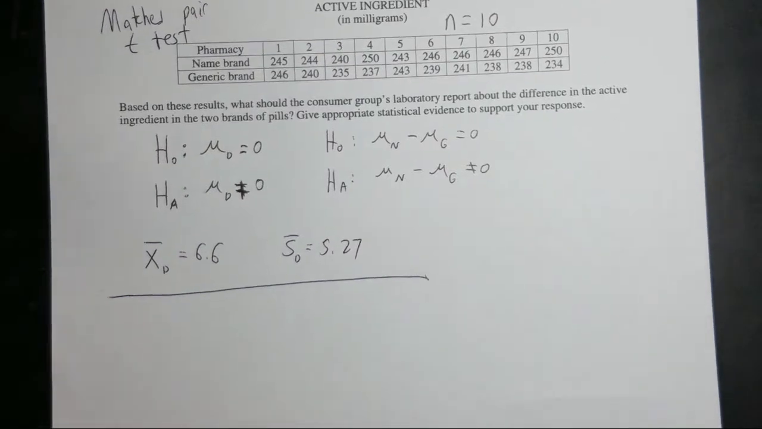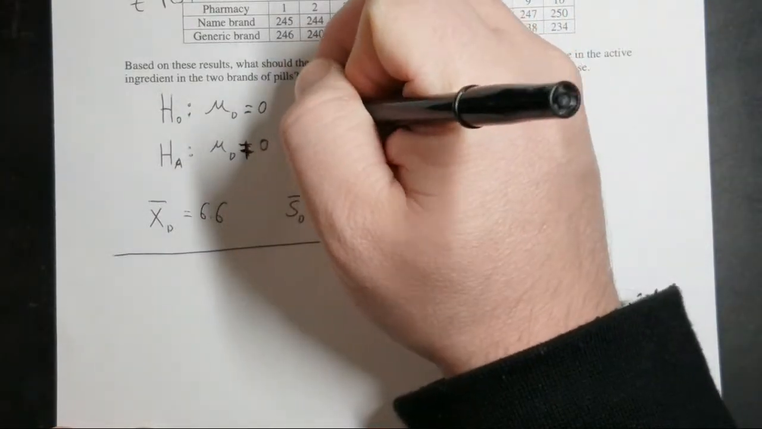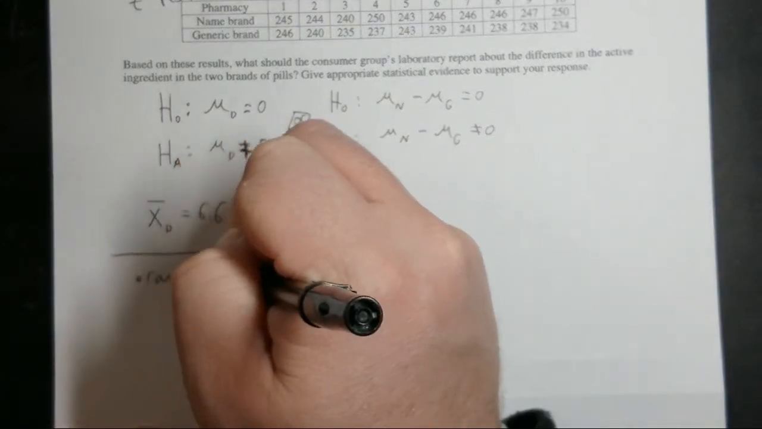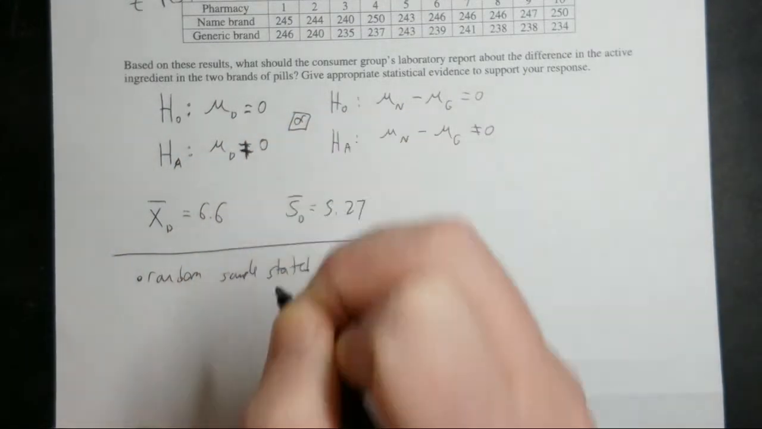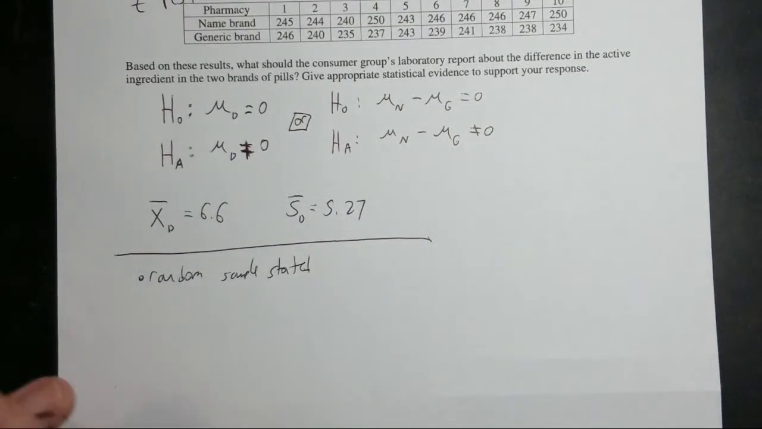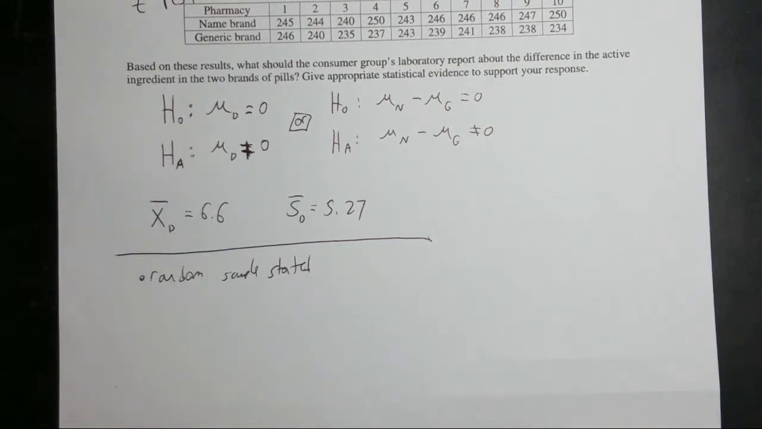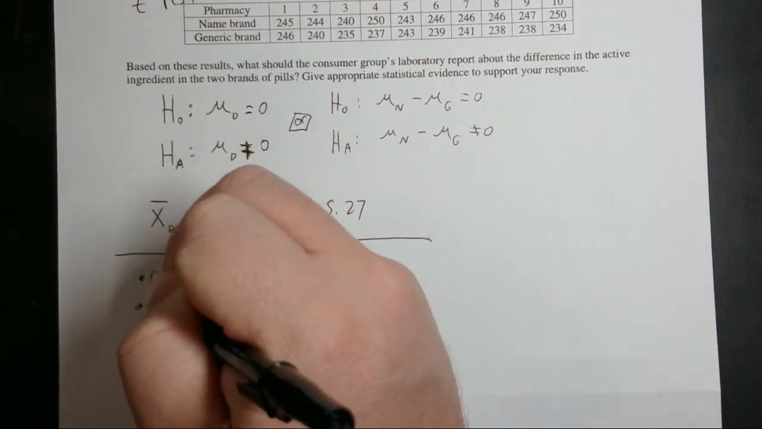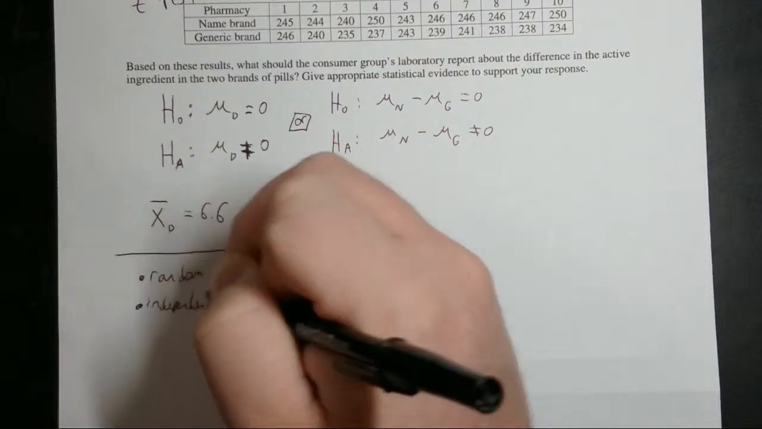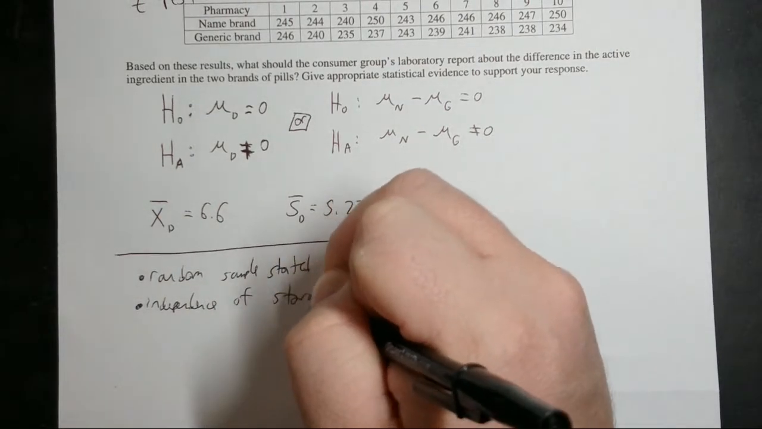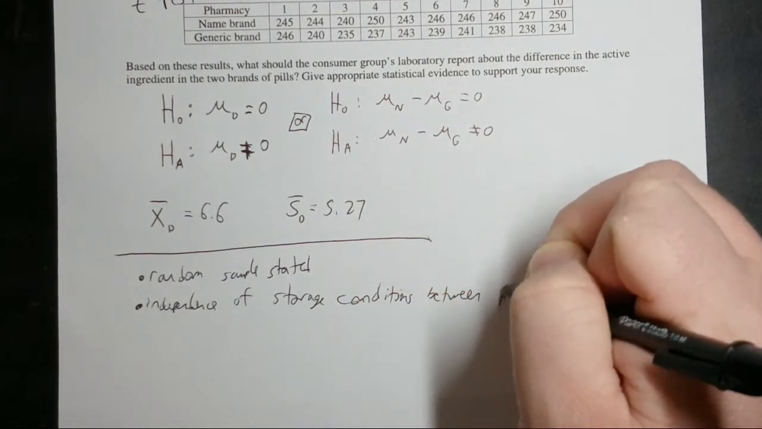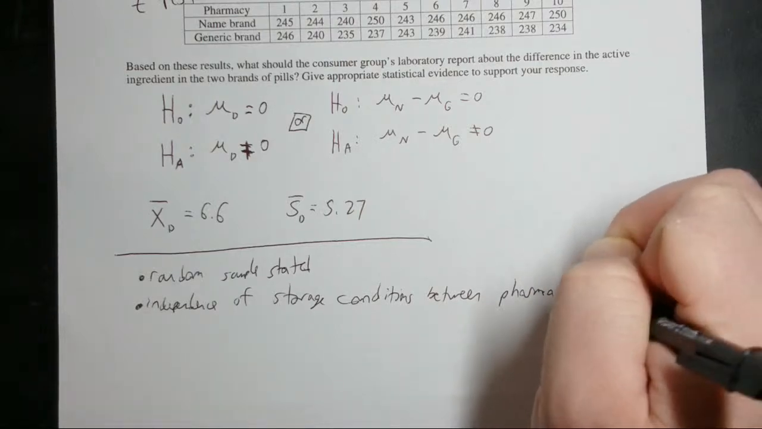But in order to do that, I'm going to need to check my assumptions and my conditions. So, first of all, random sample: stated. Now, independence could be stated in a couple different ways. You could say independence of storage conditions between pharmacies. That's one way you could state independence.